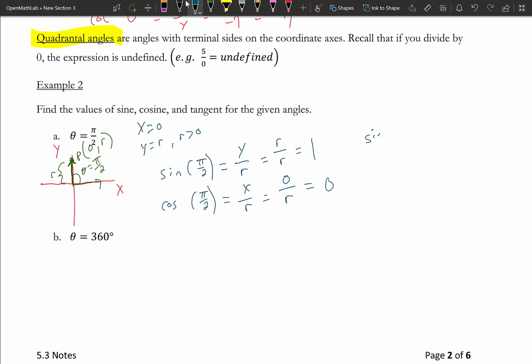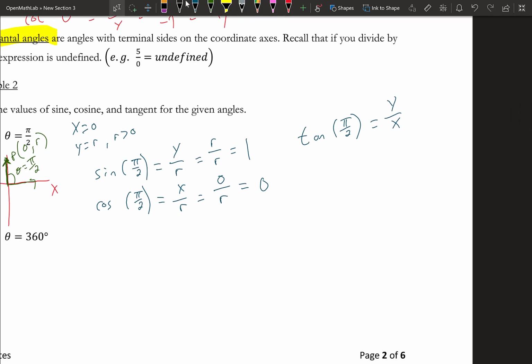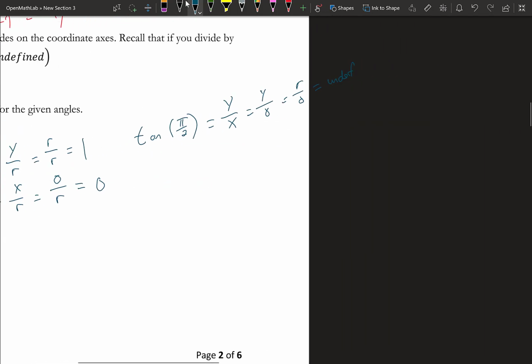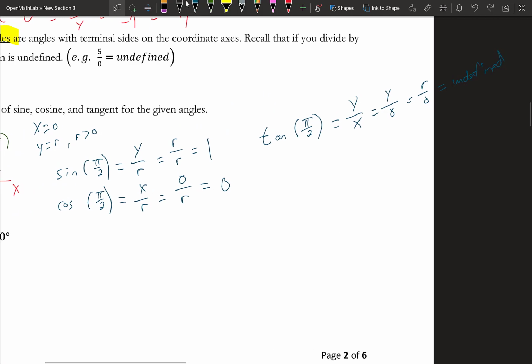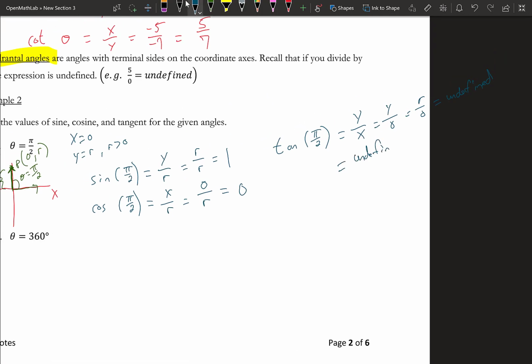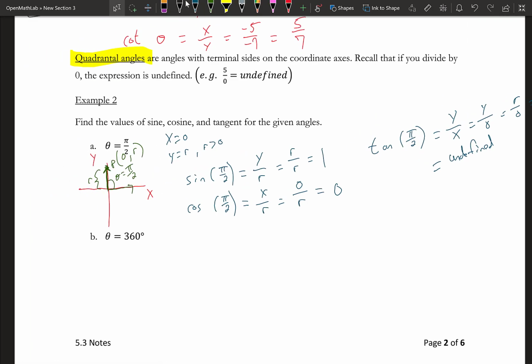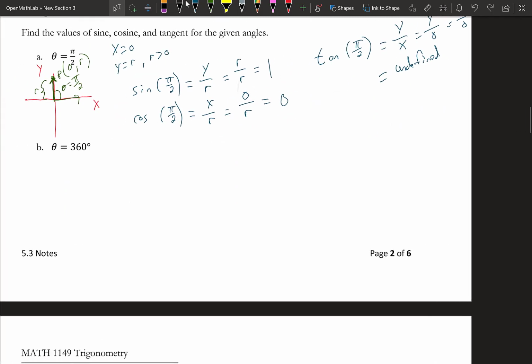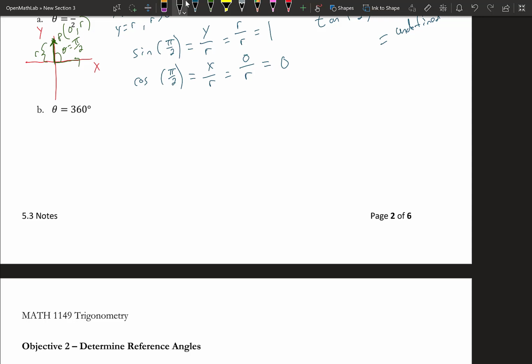And then sine, we did sine, sorry. Tangent of pi over 2 is equal to y over x. So that would be y over 0, or in other words, r over 0. So we're dividing by 0, which we can't do, so this is undefined. All right. So then similarly, part B, here theta is 360 degrees, so let's start by drawing the situation. So my point P is going to be on the x-axis.